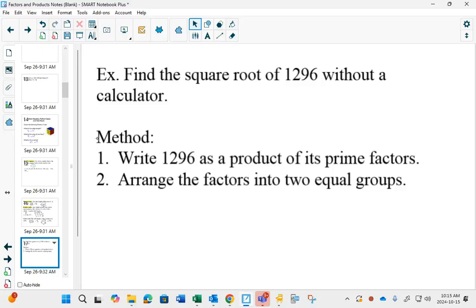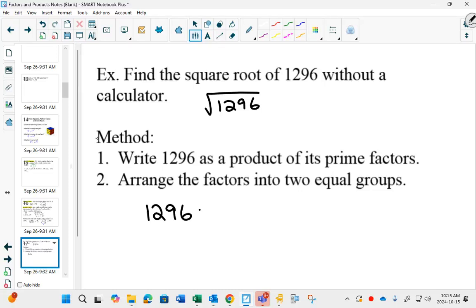So you could find the square root of 1296 with the calculator by just typing it in. But if this was on a non-calculator part of your test, we're going to use the prime factorization to help us figure that out.